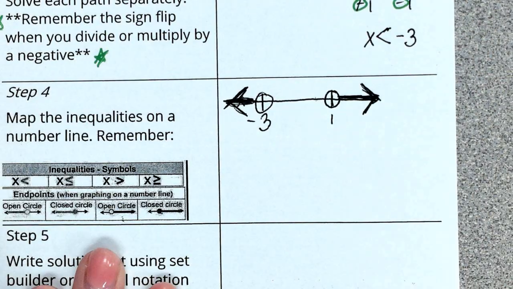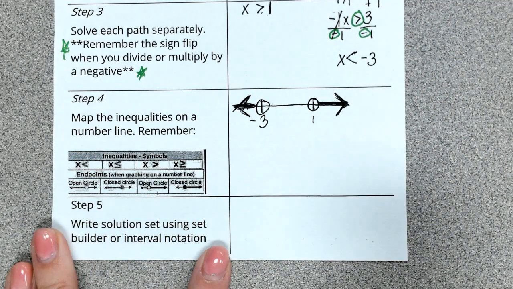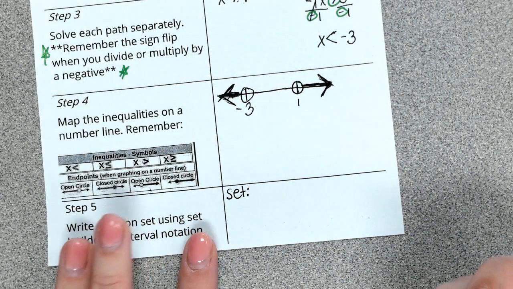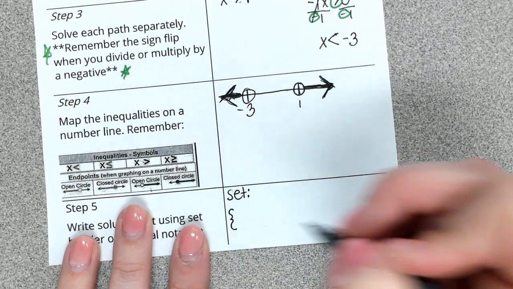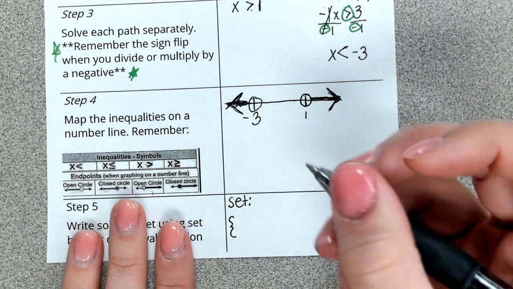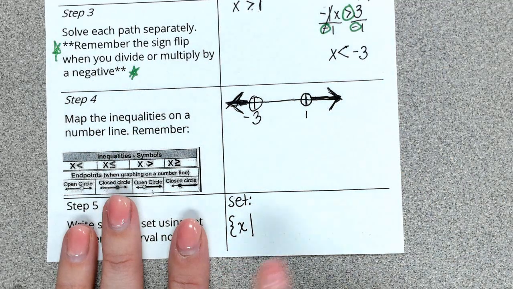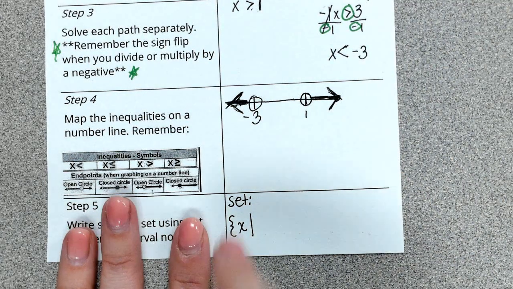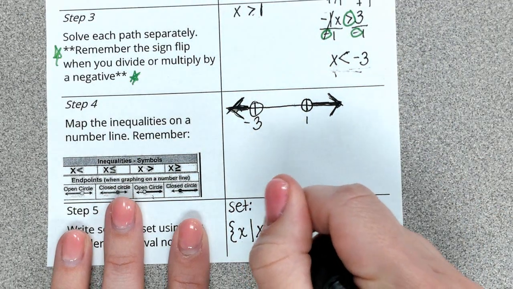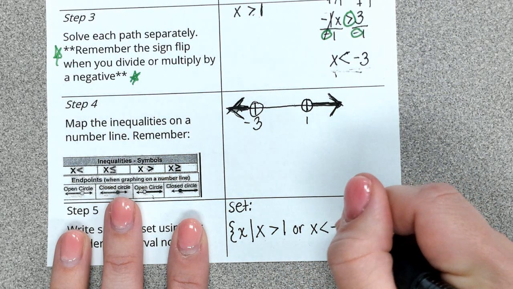Step 5, write your solution set using either set builder or interval notation. Okay? So like I said, in notes, I'm going to give you both versions. If I choose set builder, that gets a curly brace. Okay? And then I have to figure out what's my variable. Most of the time it's x, right? So this would be the set of all x. That line means such that. And then I would just join these two inequalities here. I would say x is greater than 1 or x is less than negative 3.